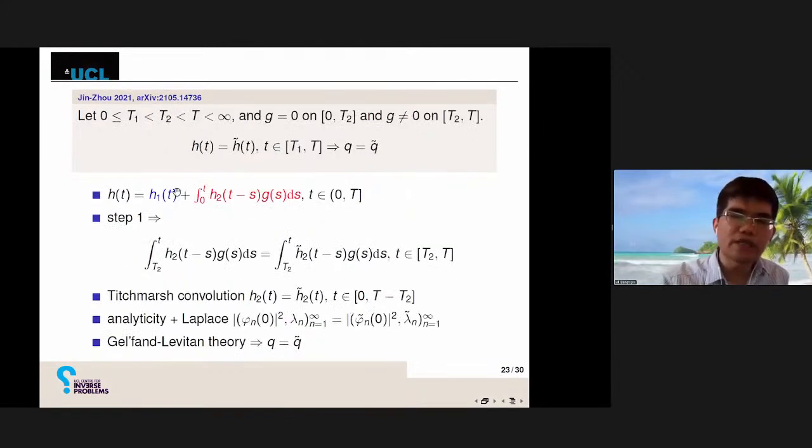Now let's move to the next subinterval. Over the next subinterval, because the problem is linear, we already know that our measurement can be decomposed into two parts. The part in blue is already fully determined, and the part in red is what we measure. So we have two of them, and they are equal to each other. Then, by our assumption, this function GS does not vanish.